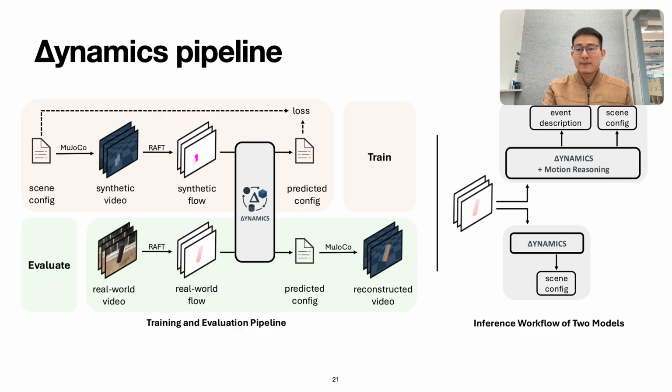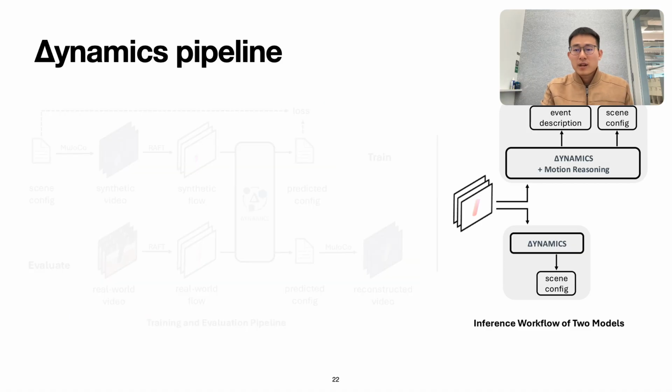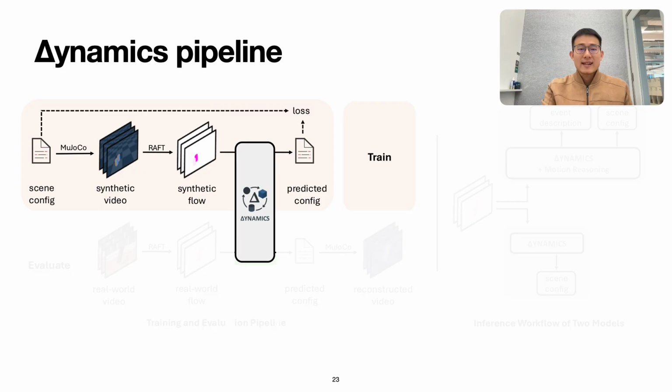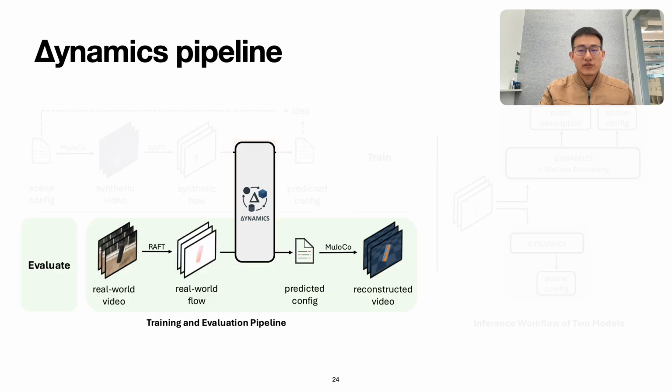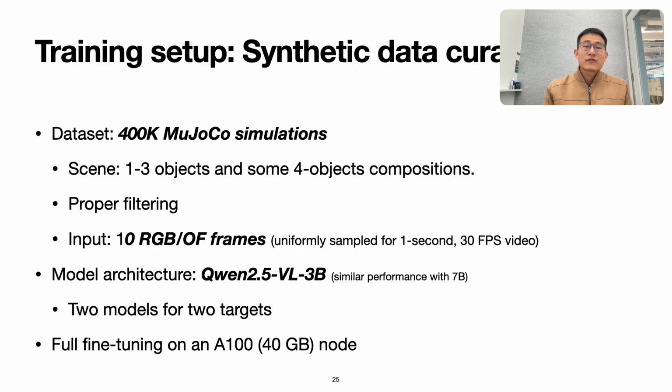So here's the general pipeline. First, we train two models, one with reasoning and one without. And then during training time, we sample a lot of scene configurations, synthesize the video, and we generate the optical flow with a flow model. And then our model is going to generate the predicted configuration. We use an NLP objective to fine-tune the model. And we do a similar thing during evaluation. During training, we use 400K simulations with 10 RGB or optical flow frames as input that is uniformly sampled from a 1 second video. We use the Qwen2.5-VL-7B as a base model.